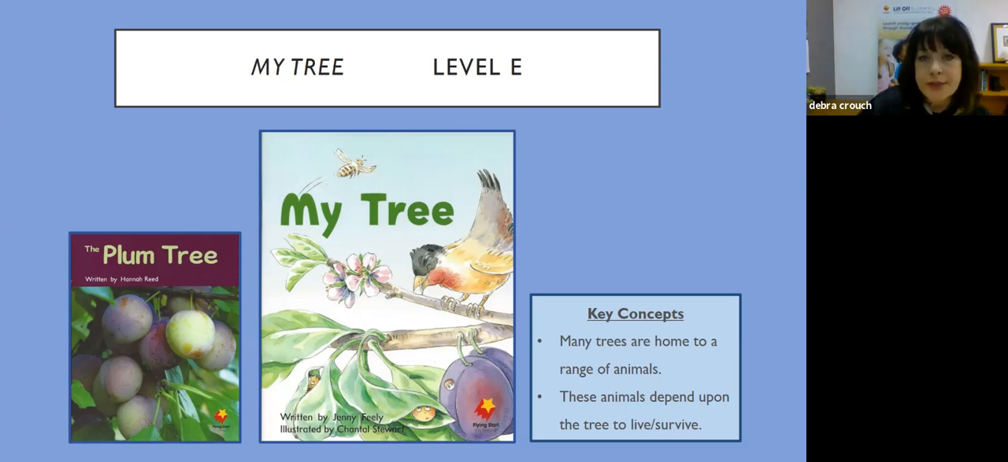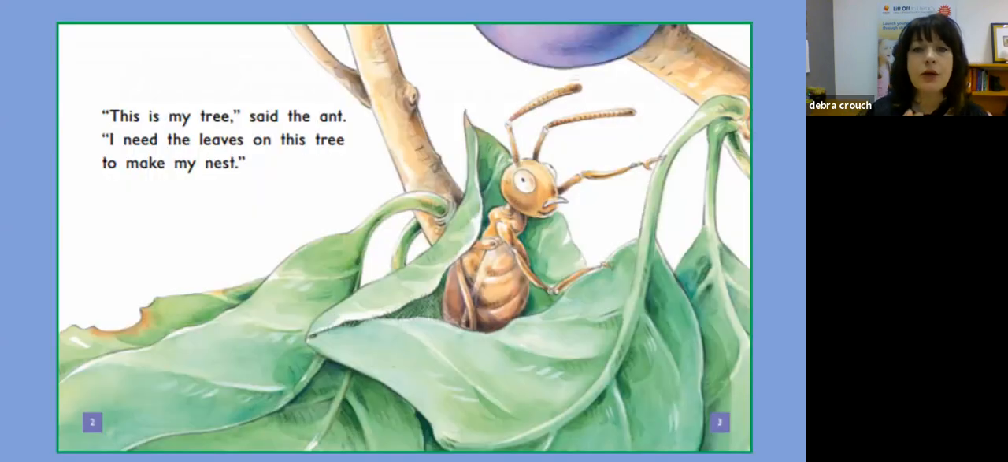So what you'll see on the video are the kids as they are reading through these first about 6 pages of the book. So the first page we come to is this book where the ant is telling us that this is his tree and he needs the leaves on the tree to make his nest. Right? The kids also learned that information in the nonfiction book.